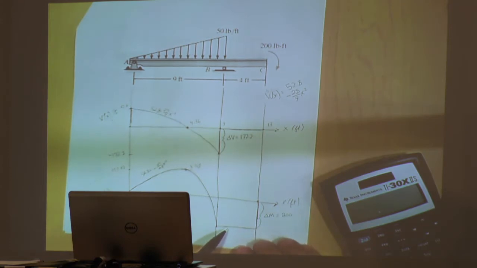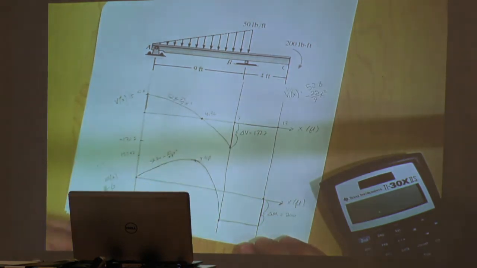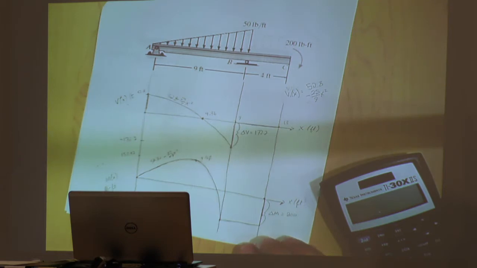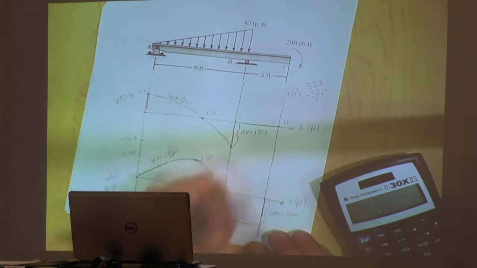For the moment diagram, why did we go directly across to the right here? Our first equation gave us these points, so it gave us a 0, our max, and our min. And our minimum, at 9 feet, was negative 200. Now jumping to the second equation, it was a constant negative 200. So at any point between 9 and 13, we have a value of negative 200 for the moment. And then to bring it back up to the x-axis, we have our couple moment of 200.